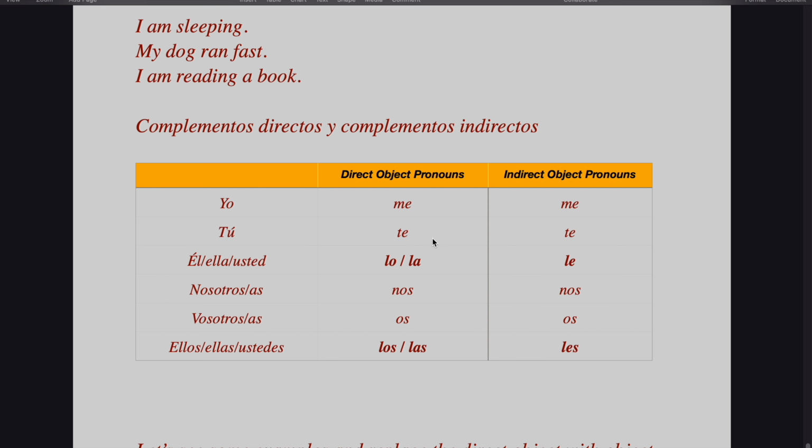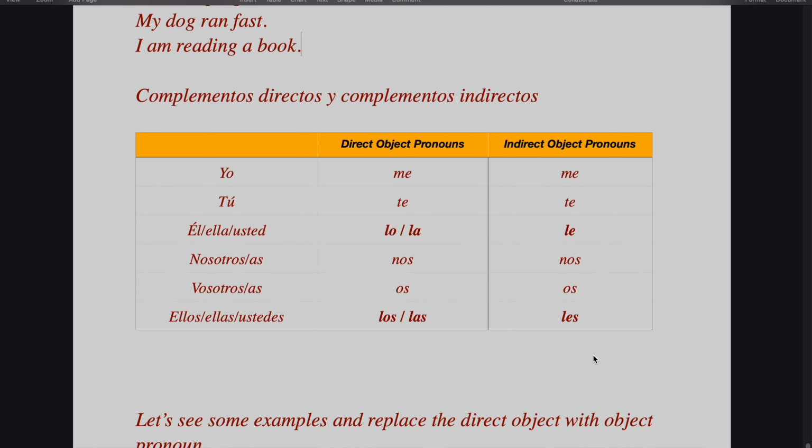You can see the contrast between direct object pronouns and the indirect object pronouns. The only difference is for the third person, for the singular and the plural. So lo, la are the object pronouns which are used for masculine third person singular and feminine third person singular respectively. And we only have one le for third person singular when that is acting as an indirect object pronoun. And los, las are the forms of direct object pronoun for the third person plural, and les is the indirect object pronoun which is used for ellos, ellas, and ustedes.